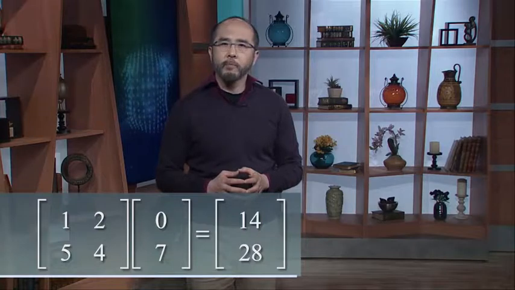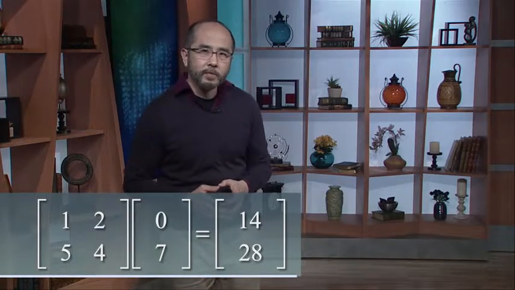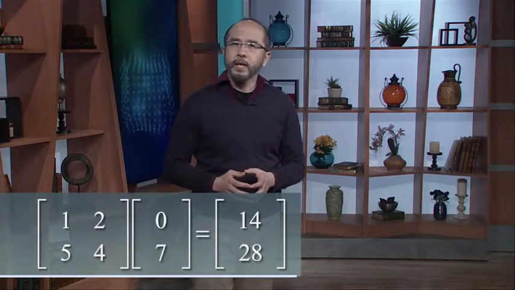Now let's look at another vector, (0, 7). Is that an eigenvector of the 2 by 2 matrix A? Turns out, no. You can check this by simply multiplying it out. Take the matrix [1, 2; 5, 4], multiplied by (0, 7), and you'll get (14, 28). This is clearly not a multiple of (0, 7). So (0, 7) is not an eigenvector.